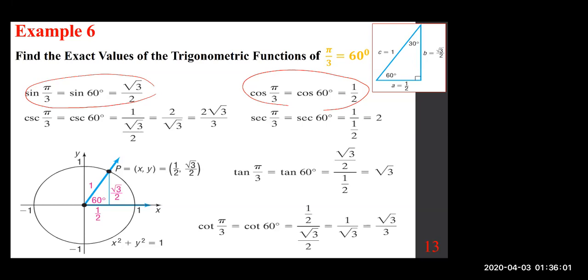We're going to do the same thing, same process, to find the exact values of trigonometric functions for the other one, 30 degrees or pi over 6. 30 degrees or pi over 6.